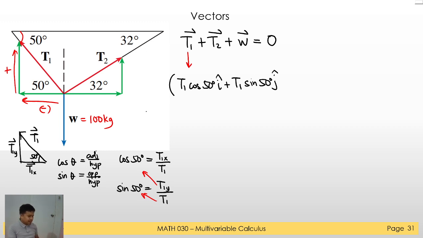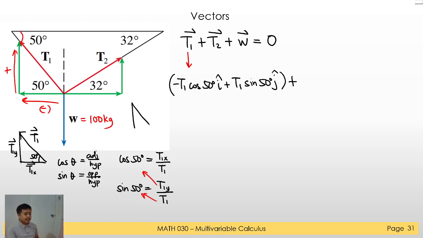Now, if you would recall, we have a directionality in our vectors. If it is towards the left, it should be negative. So the x component here should be negative. Okay, and then for T2, that will be the same thing.